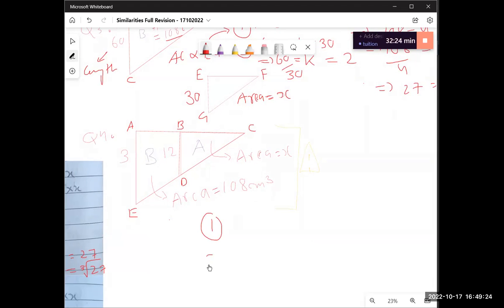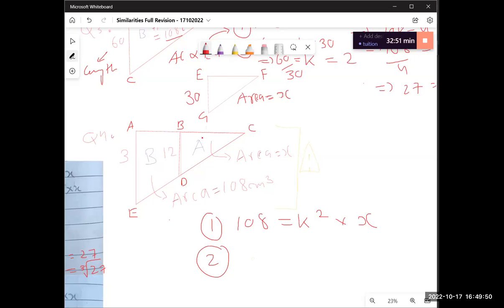Quickly tell me the two equations. Anyone? Whoever says it first gets a point. Division 1, area 108 equals K square into X. Not X squared, K squared. Yeah, K square into X. Yes. Now, Zahra, second equation.